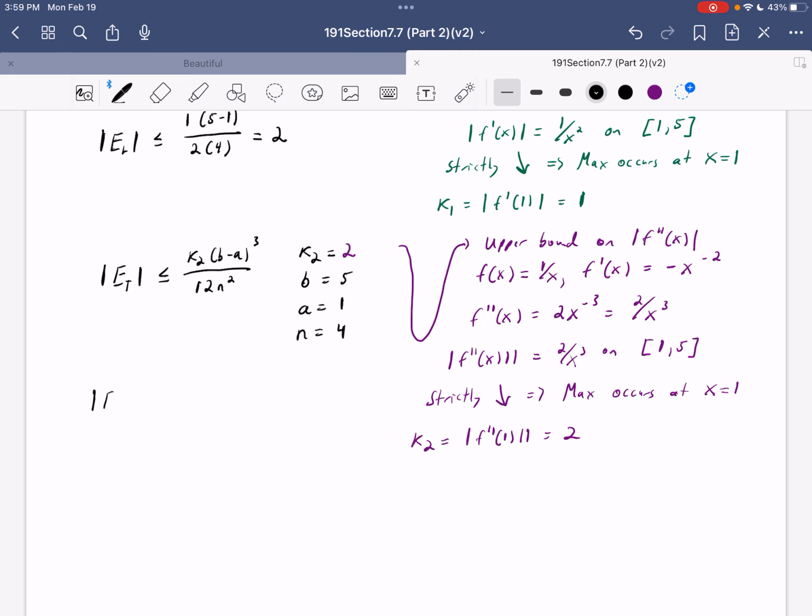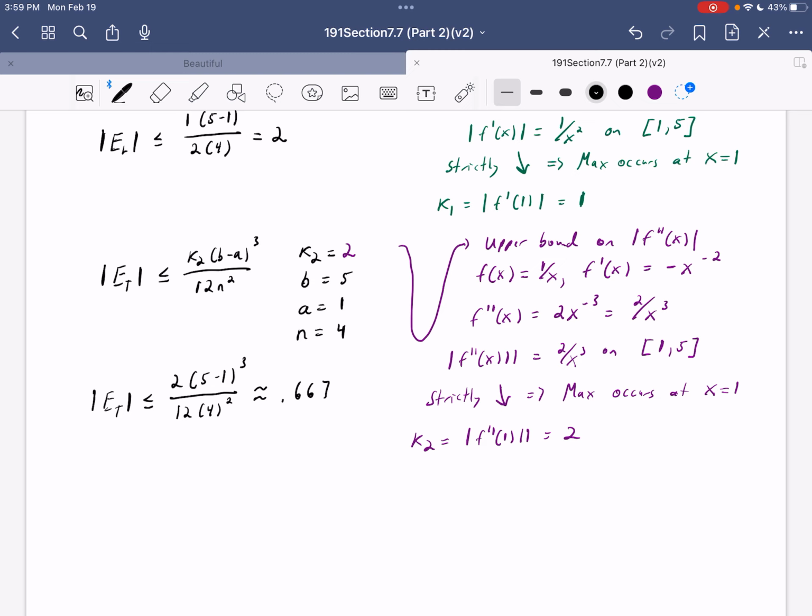This tells us that the maximum error when doing the trapezoidal rule is going to be 2 times (5 minus 1) cubed over 12 times 4 squared. Once again, this is just a calculator exercise, so you don't want to do this by hand or anything. It's going to be 2 times 4 cubed up top, and then divided by 12 times 16. And this comes out as approximately 0.667. So the maximum error with the trapezoidal rule is 0.667.